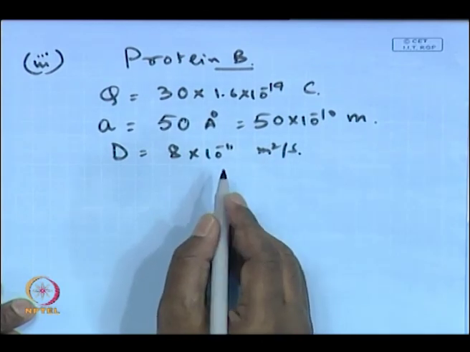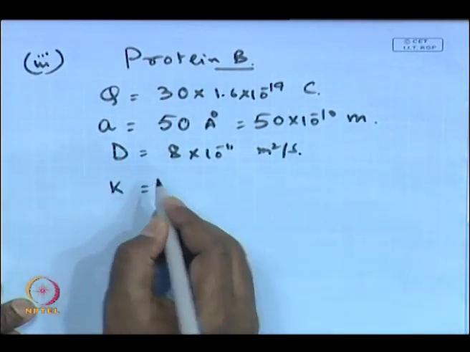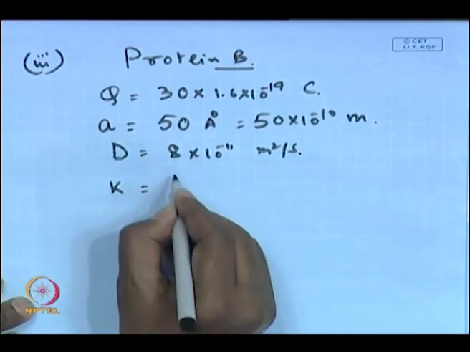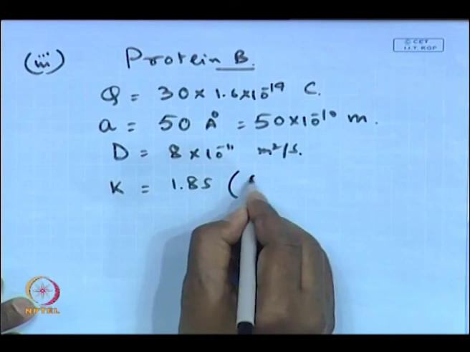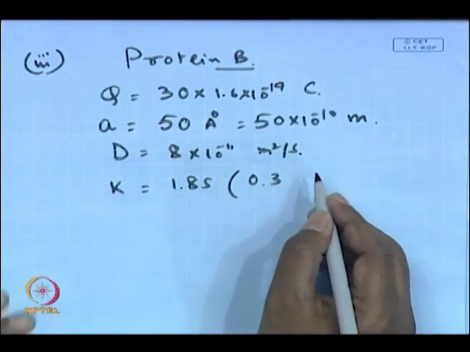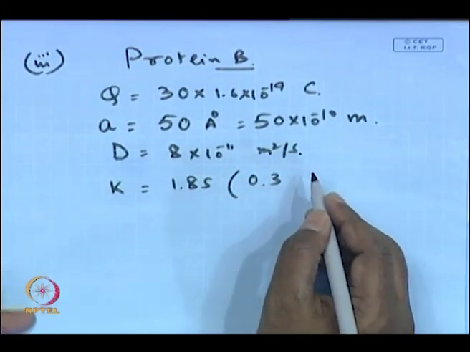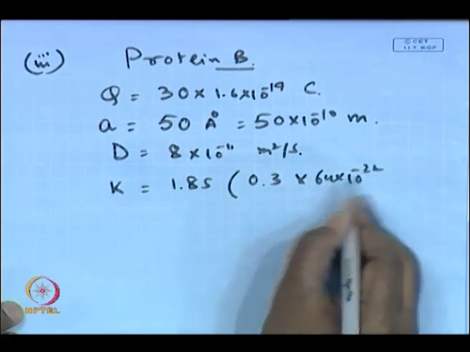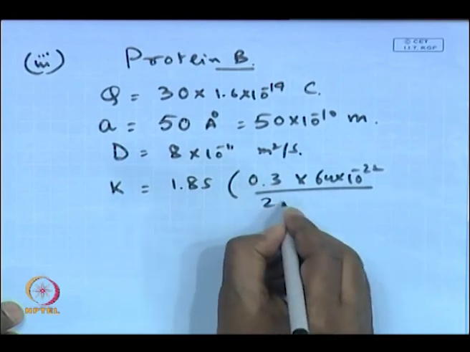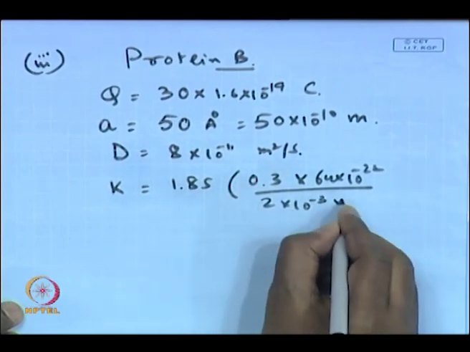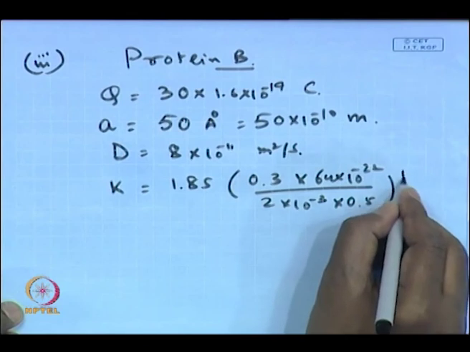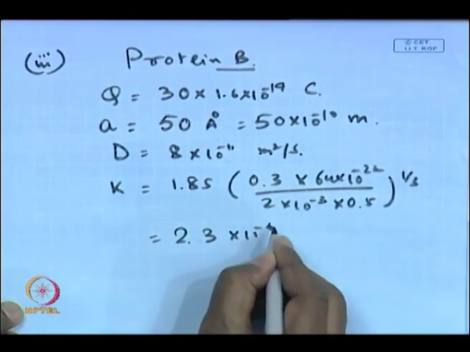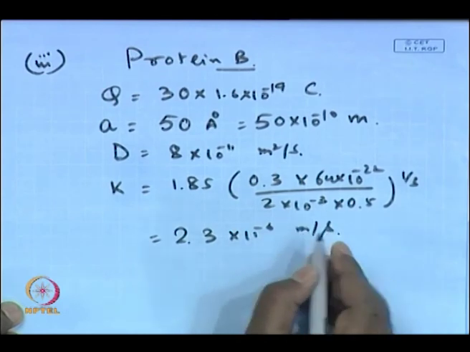Okay. The mass transfer coefficient you can calculate, again it will fall into the laminar flow regime, and it becomes 1.85 into Reynolds Schmidt dE by L raised to the power 1 upon 3. Okay, we are going to use that formula, into 64 into 10 to the power minus 22 divided by 2 into 10 to the power minus 3 into 0.5, raised to the power 1 upon 3, and it turns out to be 2.3 into 10 to the power minus 6 meter per second. Okay.